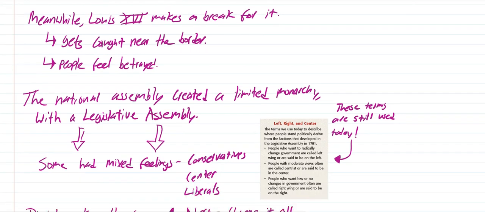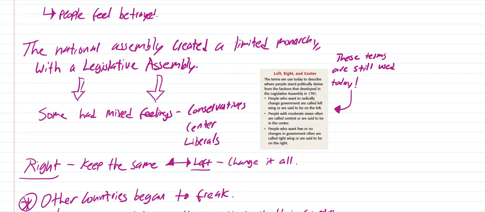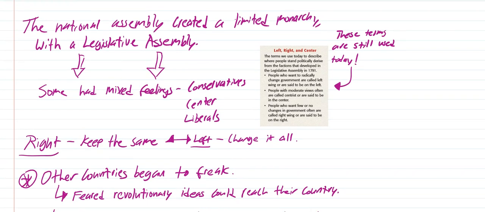They bring the king back, and at this point, the National Assembly is going to further reduce the power of the monarch. They're going to create a limited monarchy with a legislative assembly, and essentially force the king to go along with these things. Some people had mixed feelings about this, and so you start to see a difference in political ideology begin to emerge during this time period. These terms, right, left, and center, still mean something today, different in world politics from what they mean in American politics, but nevertheless, it's centered on the same basic idea.